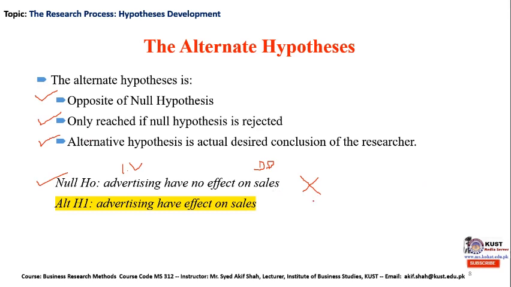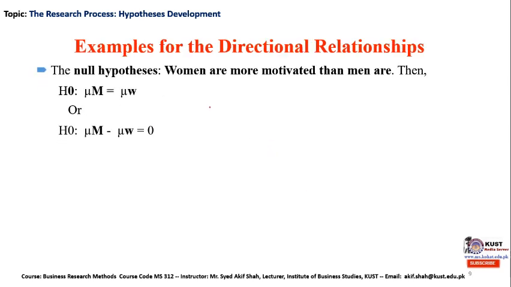So once again, we can say that the researcher's prime interest is to reject the null hypothesis so that the alternative hypothesis can be accepted and theory can be formulated. Examples for directional hypotheses: how to narrate them and how to label them in your research work.